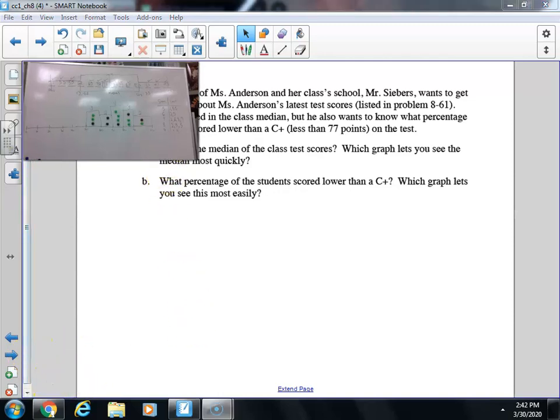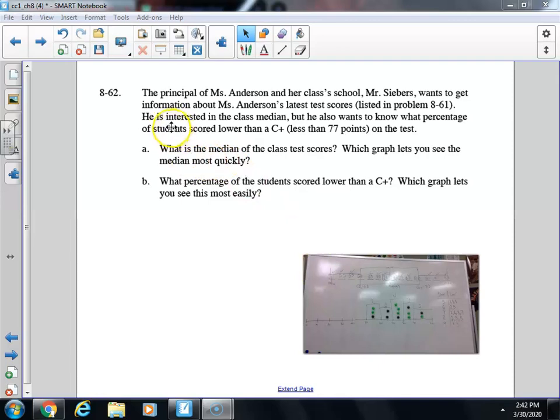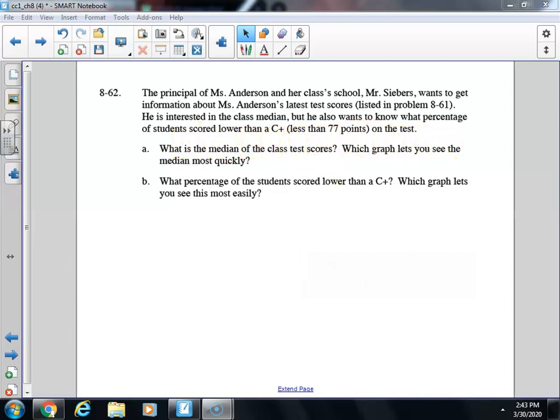So moving on to question 62, it says the principal of Miss Anderson and her class's school, Mr. Sievers, wants to get information about Miss Anderson's latest test scores that we just did in problem 61. He is interested in the class median, but he also wants to know about the percentage of students who score lower than a C+, which is less than 77 points. What is the median of the class test score, and which graph lets you see this very quickly?